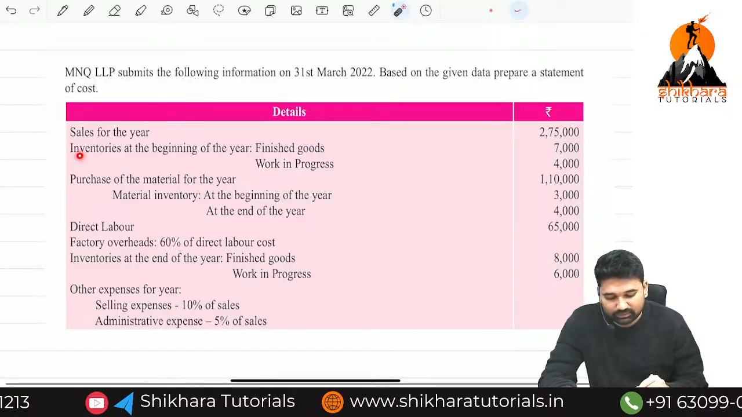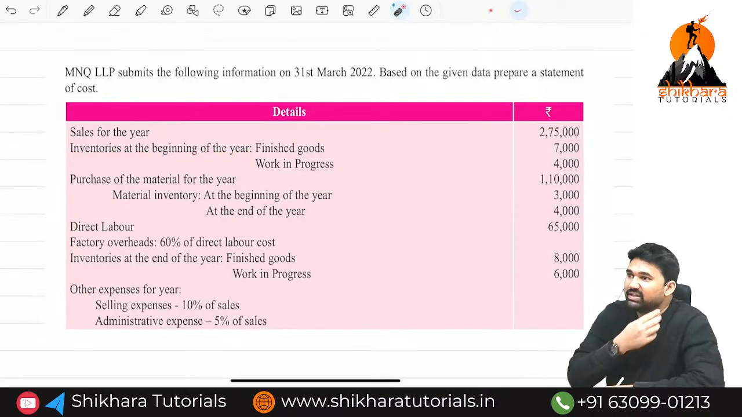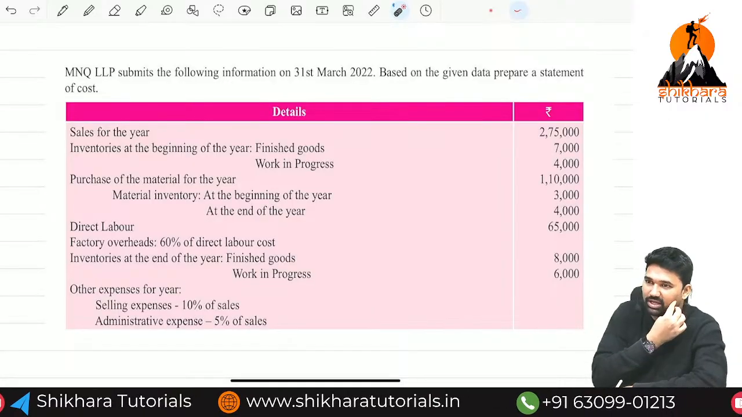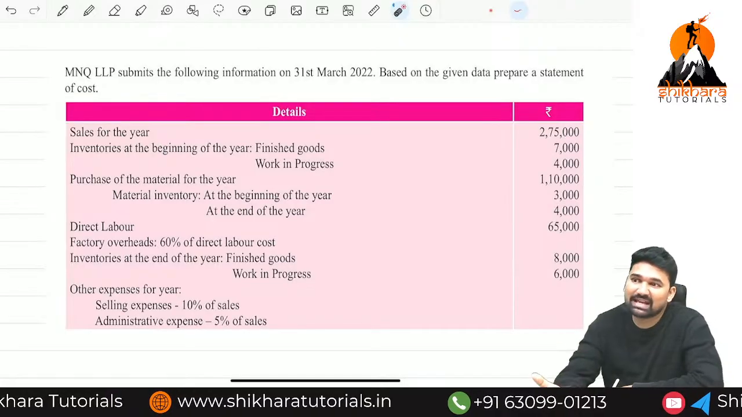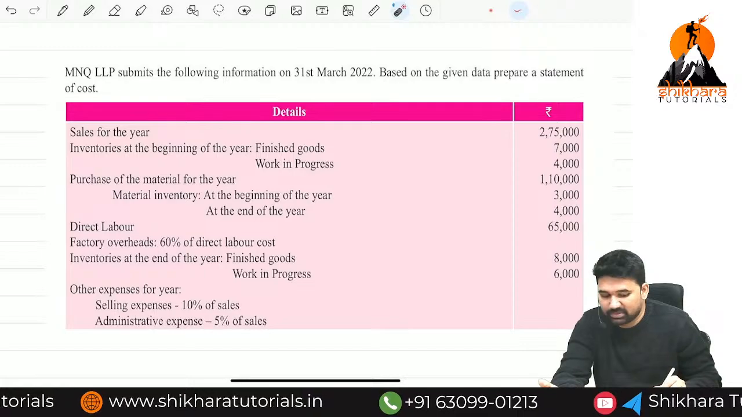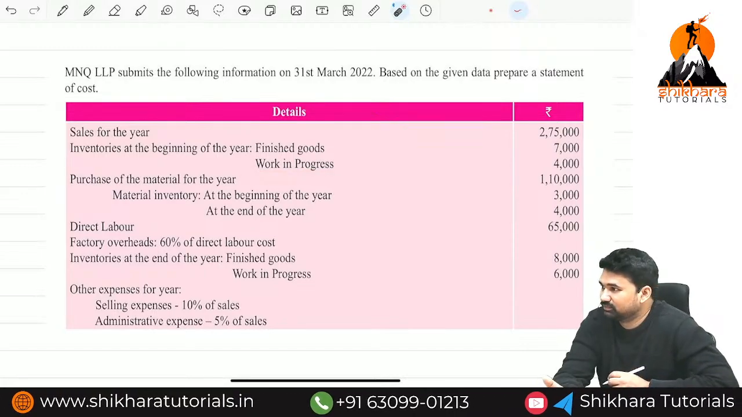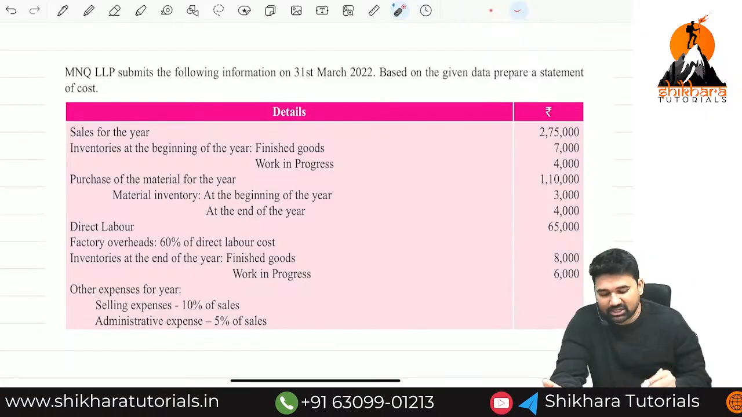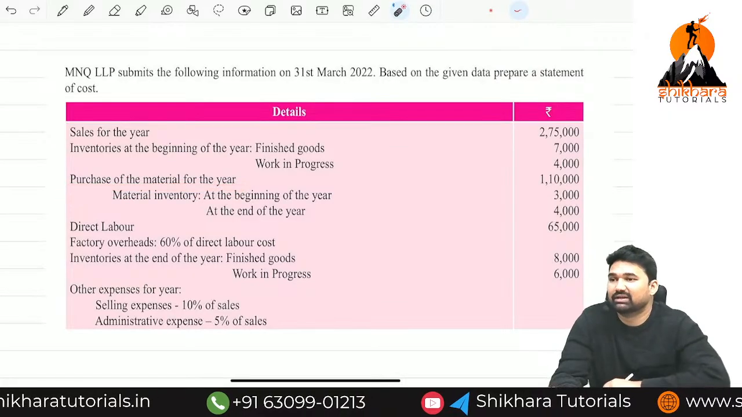What is this? Read out. Inventories at the beginning of the year. Beginning of the year means opening stock, not closing stock. What kind of opening stock has been given? Finished goods opening stock has been given. Work in progress opening stock also has been given. Right. Next one. Purchase of material during the year.